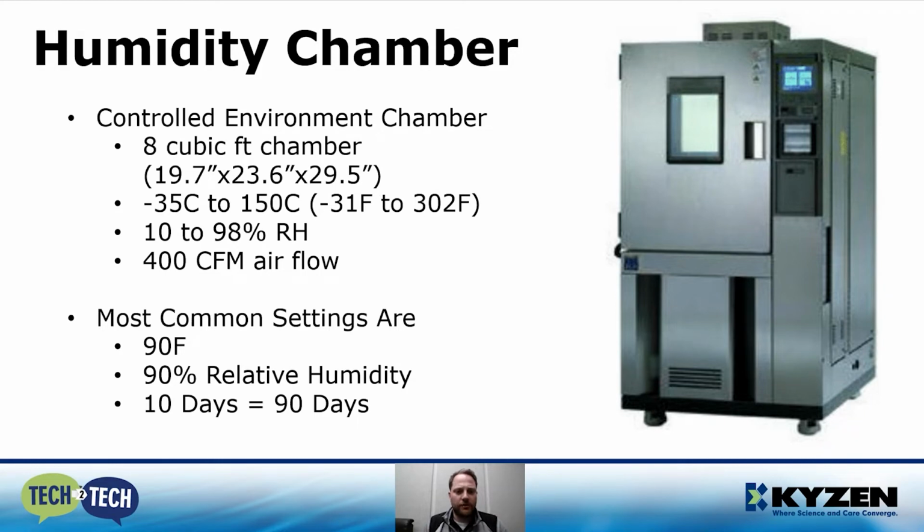There are many different humidity chambers, varying sizes, different parameters and so on. The one that we have at Kaizen allows us to work from 10 to 98% relative humidity. It allows us to go up to 90 degrees Fahrenheit. Those are the settings that we run our tests at. And typically we run a test for 10 days, which is roughly 90 days in the field.